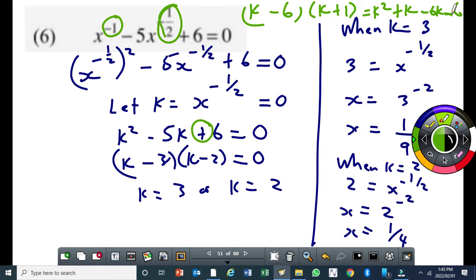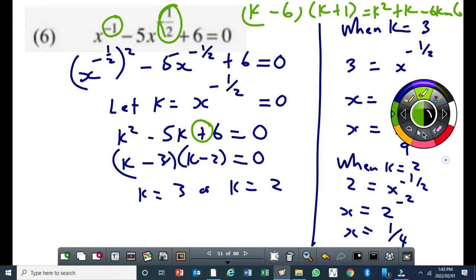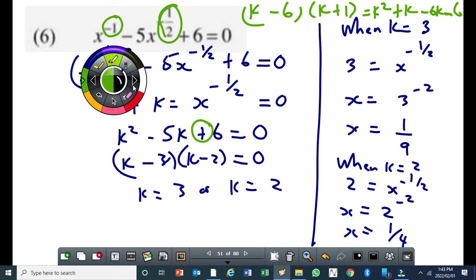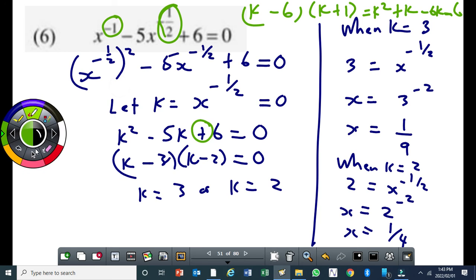So you get the first term right of the trinomial and the second, but the third one will be incorrect. That's why sometimes when you factorize, you just have to do a quick check of your factors, unless you're 100% sure. Okay. So that's what you're supposed to do.